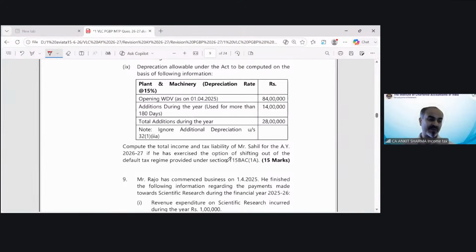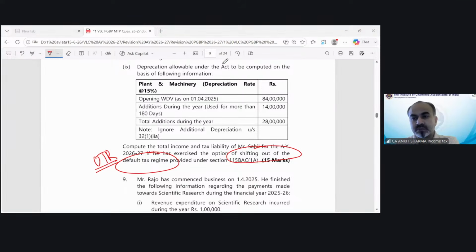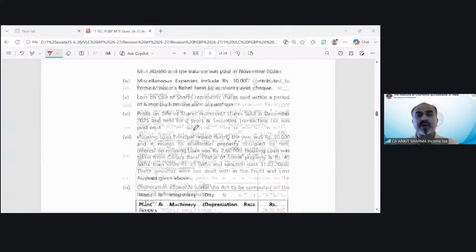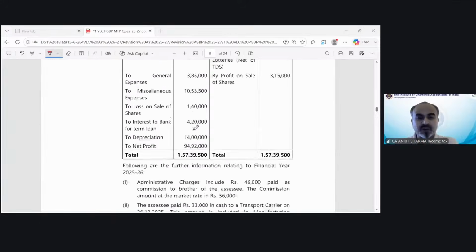As you can see, it is asking to compute the total income and tax liability of Mr. Sahil for the assessment year 26-27 if he has exercised the option of shifting out of the default tax regime. So shifting out of the default tax regime means optional tax regime we have to follow. Yes, absolutely. So now we will read this question and solve one by one.